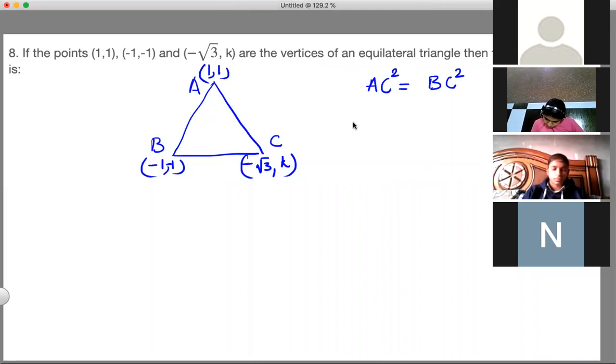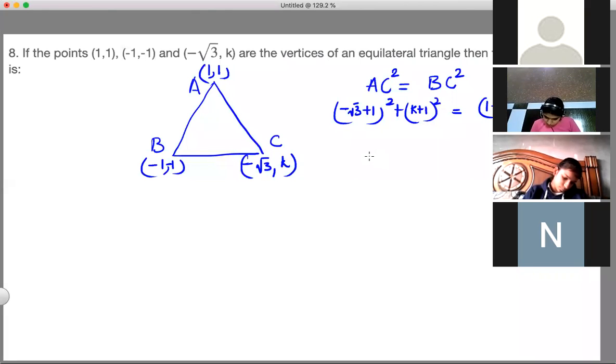So AC square is (minus root 3 plus 1) whole square plus (k plus 1) whole square. And what is BC square? Which is (1 plus root 3) whole square plus (1 minus k) whole square. So let's just expand this in a way which makes it easier for us, right? The value of k will come 0.